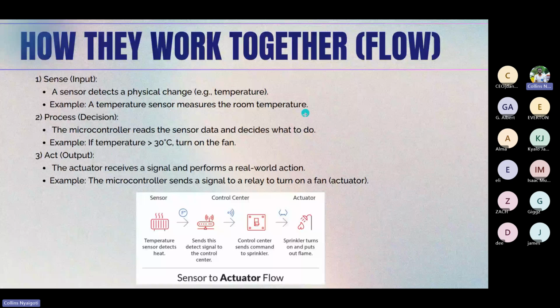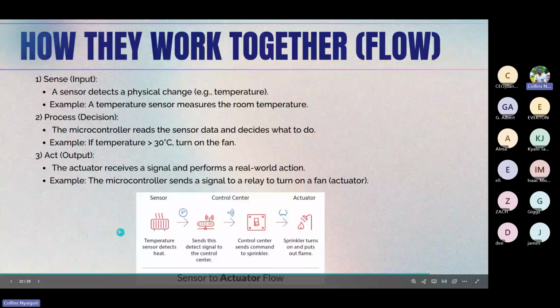Okay, I have this diagram. It's using a fan as an actuator, but in this case, you're considering the case of a fire. If there is a fire, the temperature rises, so the temperature sensor detects heat and sends the data to a control signal. The control signal decides what to do. Then the actuator is a sprinkler, which sprinkles water to put out the flame.